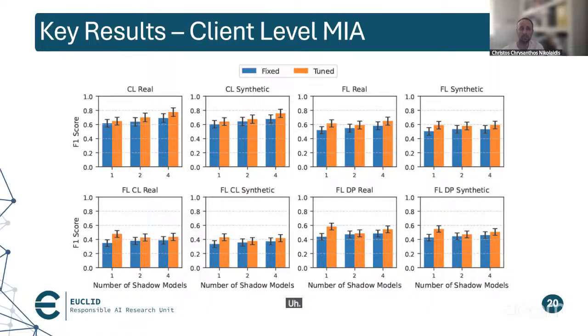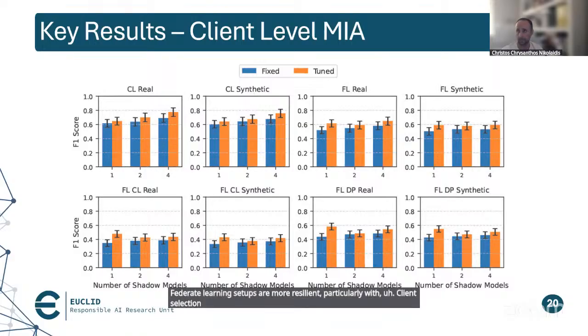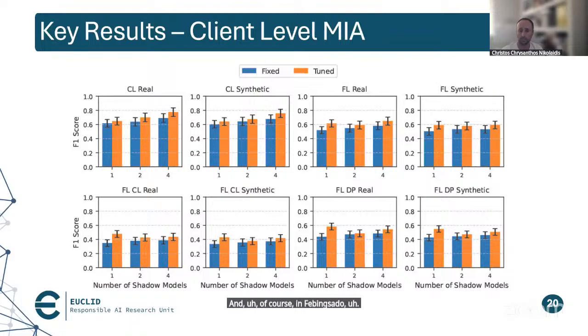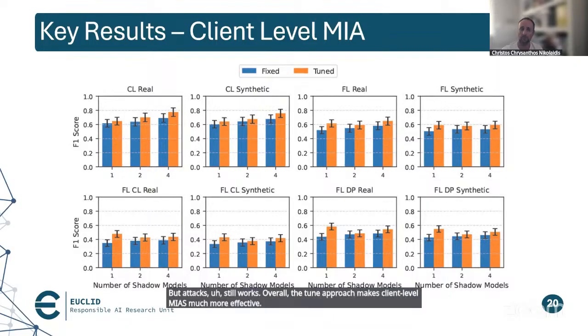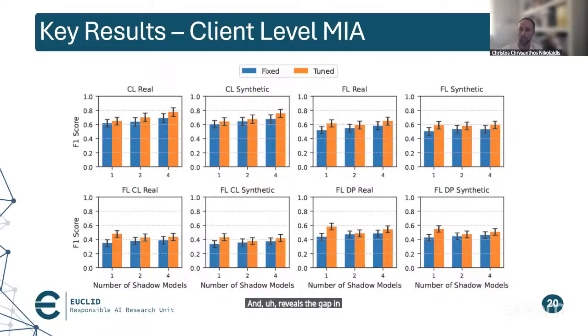In centralized setup, tuned F1 scores go as high as 78%, showing strong attacker success. Federated learning setups are more resilient, particularly with client selection or DP, differential privacy. And of course, synthetic shadow models lead to lower scores, but attacks still work. Overall, the tuned approach makes client-level MIAs much more effective and reveals the gap in federated learning defenses.